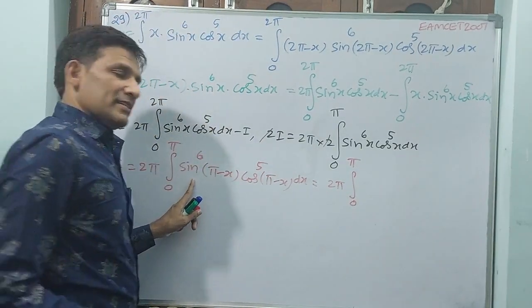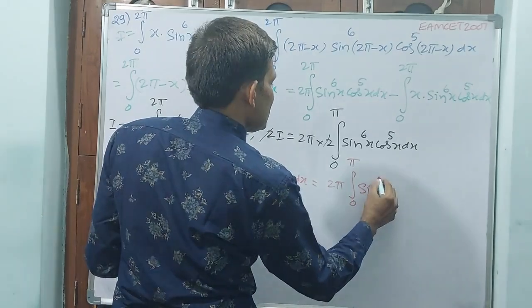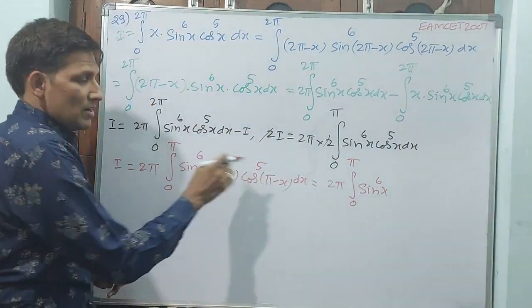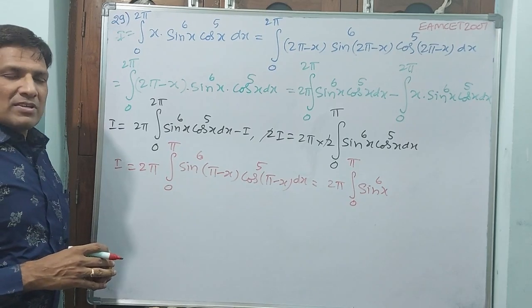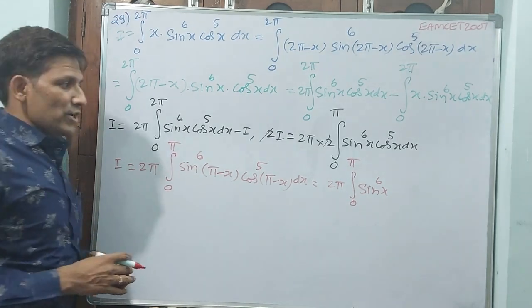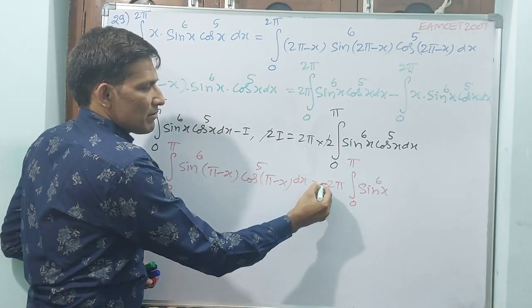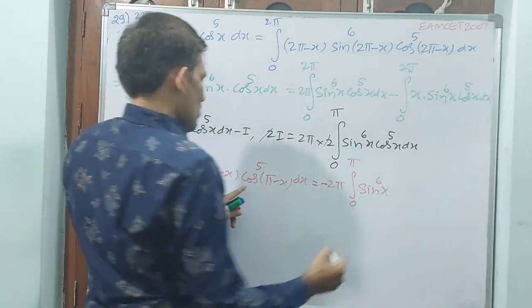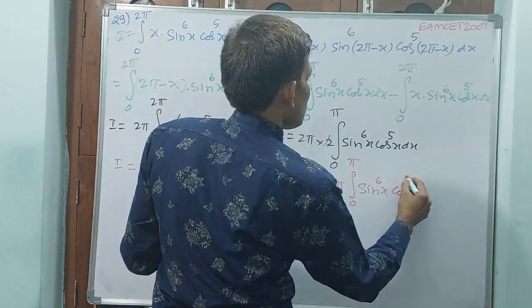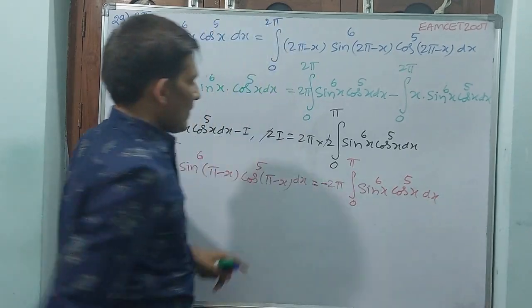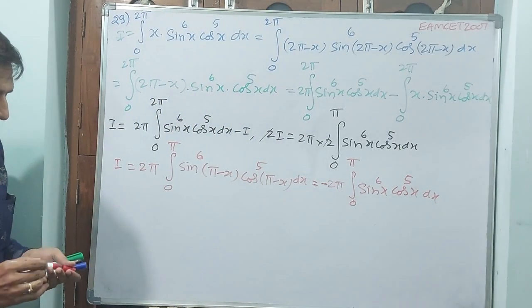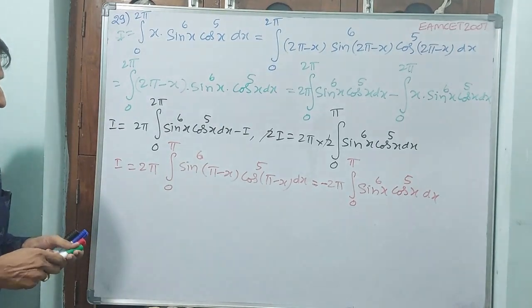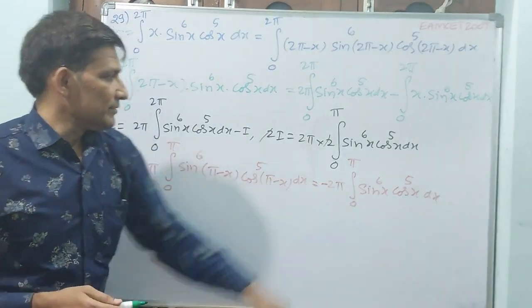That is equal to 2 pi times integral 0 to pi, sin to the power of 6x only will come for this. What about cos? Cos pi minus x means second quadrant, cos is going to become negative. So shall I write negative here? Minus 2 pi cos to the power of 5x dx. Why? Because pi is a horizontal angle, cos only will come. Okay, now you tell me what is this?